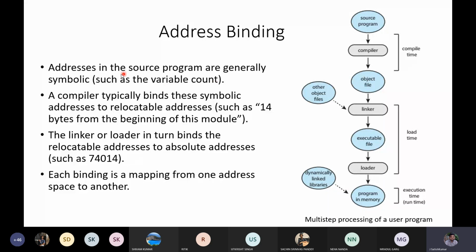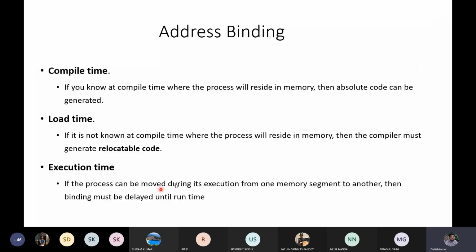Typically the addresses in the source program are symbolic. A compiler typically binds these symbolic addresses to relocatable addresses, for example 14 bytes from the beginning of this module. Then the linker and loader in turn bind that relocatable address to absolute addresses. Each binding is a mapping from one address space to another. We will try to see this.